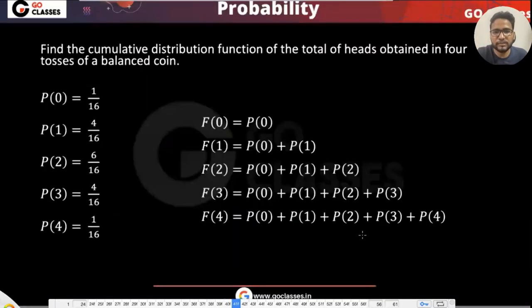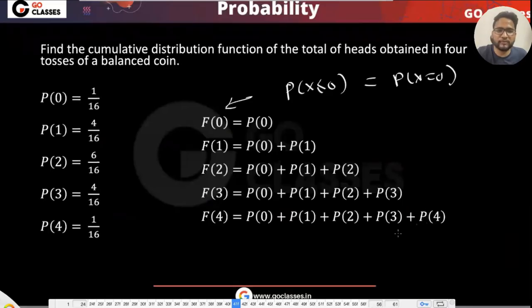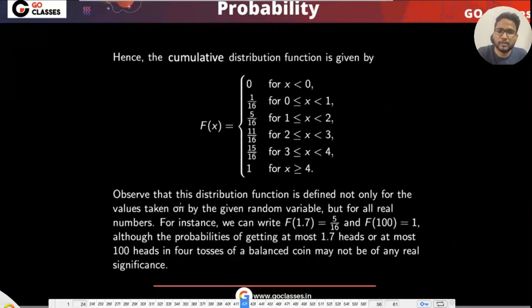Okay, did this make sense? See here, this is F0, which is just P0. F1 is, I mean, in general, what is F0? F0 is P of X less than or equal to 0. But in this case, P of X less than or equal to 0 is just P of X equal to 0. So that's how we are calculating F0, F1, F2, F3. Okay? So these are the answers. These are the real answers.